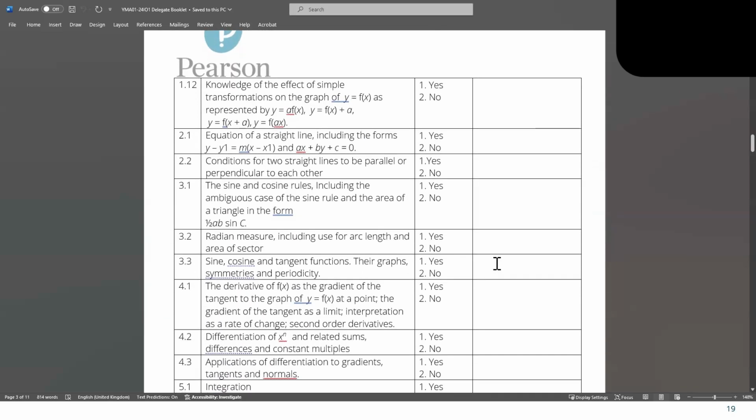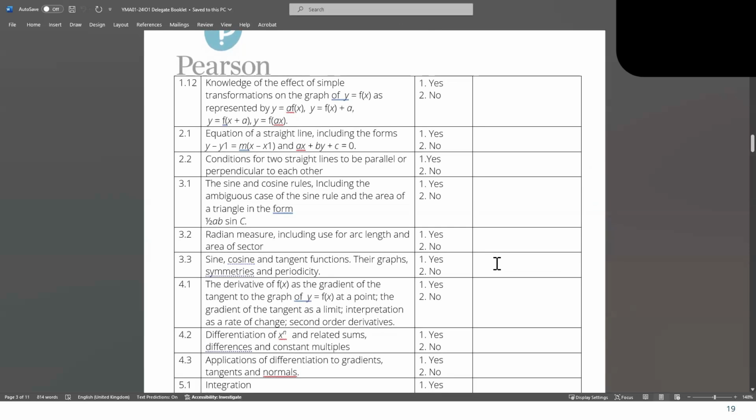1.12, knowledge of the effect of simple transformations on the graph, such as the ones mentioned there: that's a yes. This next one, equations of a straight line: as teachers, we tend to show the other forms of the linear equation. However, the international GCSE only requires y equals mx plus c. So the other forms are usually, I would say, good practice, in my opinion, that we prepare them for.